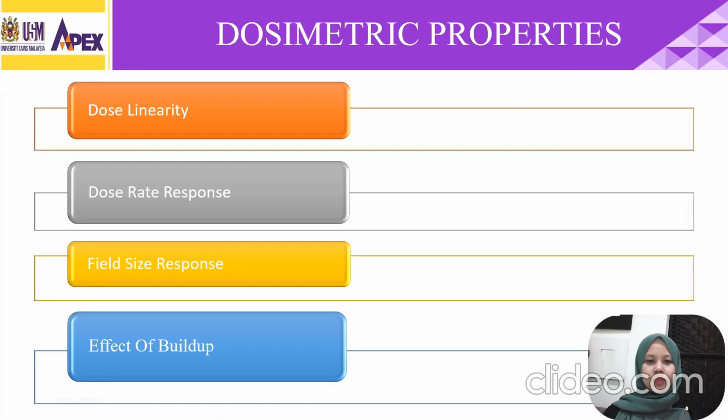Okay, so EPID dosimeters have a variety of dosimetric properties that make them appealing to radiation dosimetry systems. The dosimetric properties of the EPID dosimeter need to be investigated or learned for verification of dynamic applications. These are the dosimetric properties that I will explain after this. The first one is dose linearity, and the second one is dose rate response. Next, field size response, and lastly, the effect of build-up.